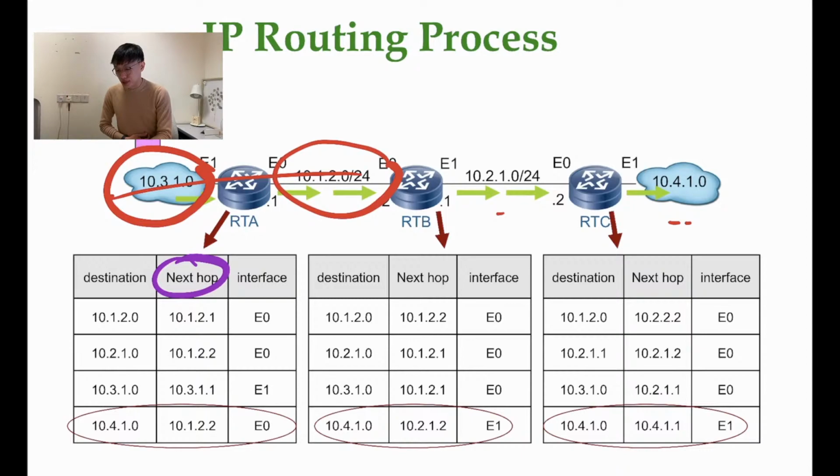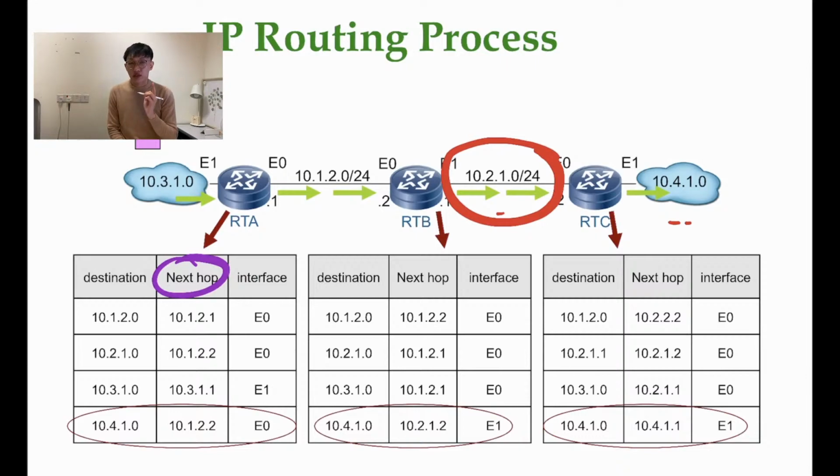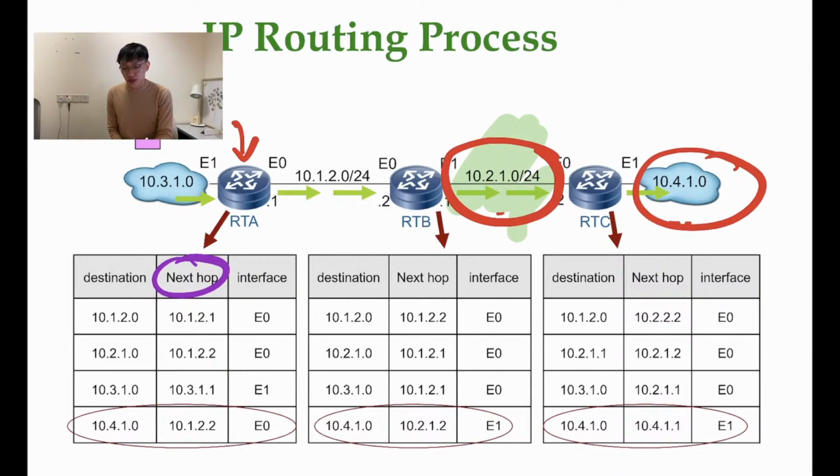Now in this example, let's say I am talking about this network 10.2.1.0. In context of router A, we say that this network is not directly connected to router A because it is actually quite far from router A. Now the next example: is 10.4.1.0 directly connected to router A? No, because it is even further than router A. So the concept of a directly connected network means that the network is, like the name says, directly connected.